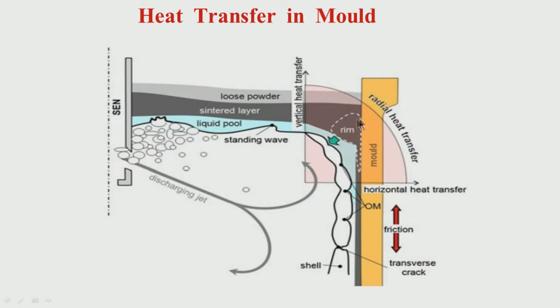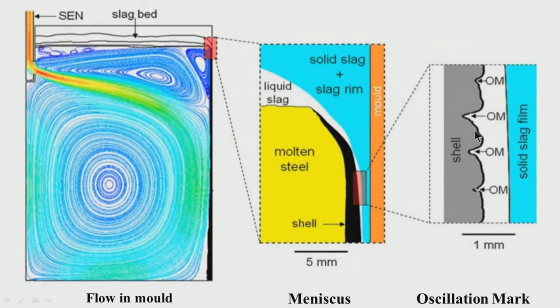What happens is that a rim is formed, called the solid rim, which forms from the liquid pool of slag. This molten slag, after it gets frozen, is a rim. Please look here: this is the liquid slag, then this is the rim, and then this dark area is the solid slag. From the liquid slag in contact with the copper mould, some amount of solid slag has formed. This will be more clear in this picture.